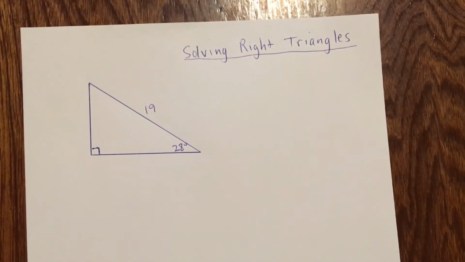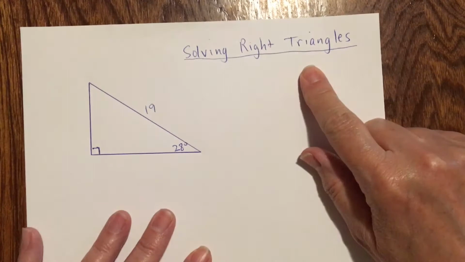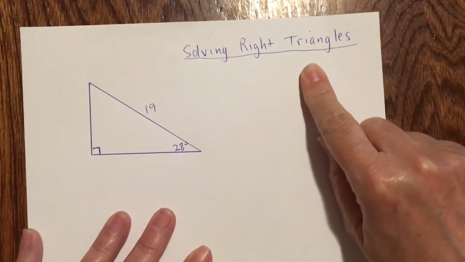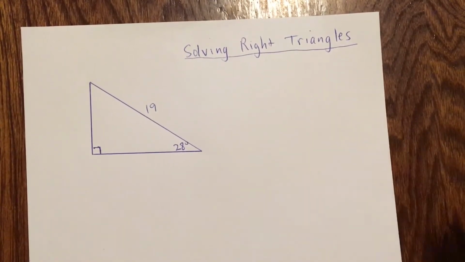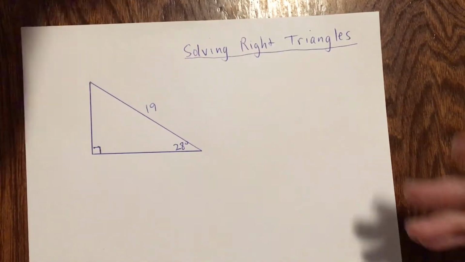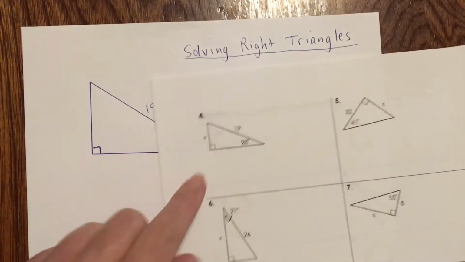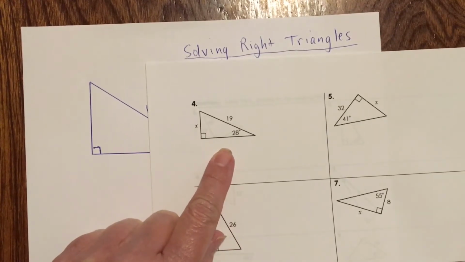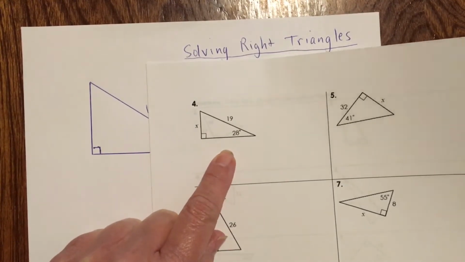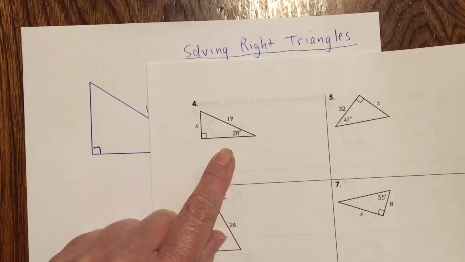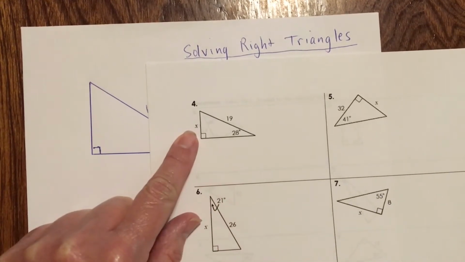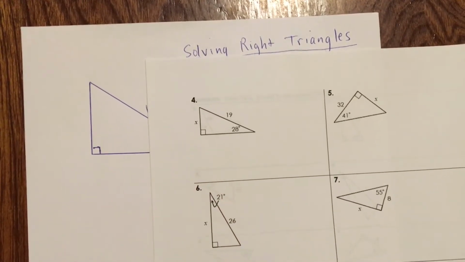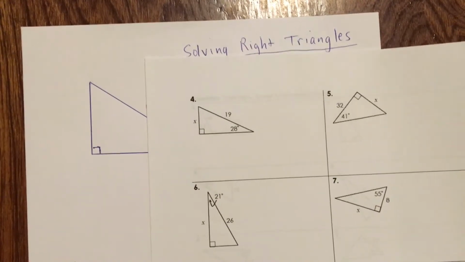Here's a right triangle, and I've titled this paper, Solving Right Triangles. I actually pulled this problem from this worksheet. It's problem number 4, the exact problem. On problem number 4, they just want you to find x. But we're going to do more than that. We're going to solve the whole triangle.